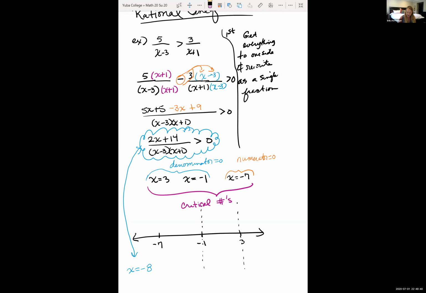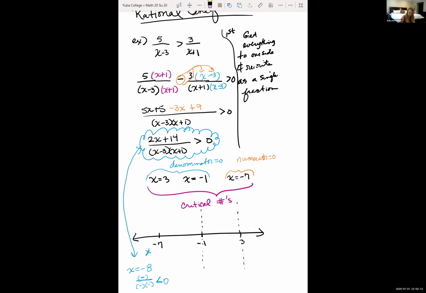So if I plug in -8 into my numerator, I get -16 plus 14. So that's a negative in my numerator, all over -8 minus 3, that's -11. So negative times -8 plus 1, that's negative. So I notice that a negative over a positive, this is going to be less than 0. So technically our graph is going to be below the x-axis here.